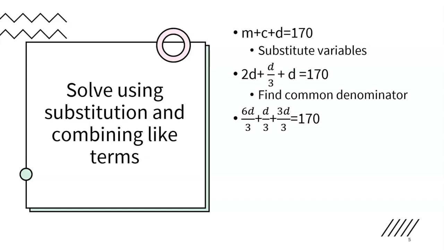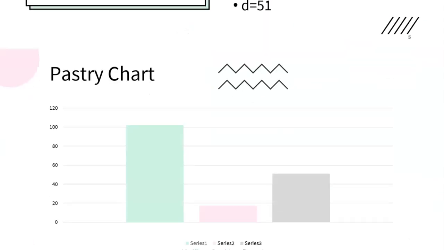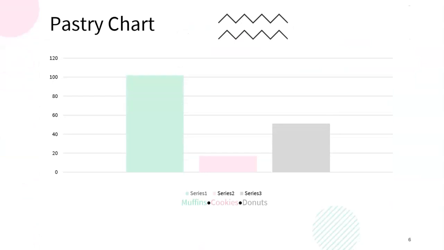Now we need to find a common denominator, which would be 3, and change our terms. So 6D over 3 plus D over 3 plus 3D over 3 equals 170. Our next step is to add like terms. So 10D over 3 equals 170, or 10D equals 510, or D equals 51. Now that we know our information, we can create a pastry chart with all of our data. So there are 51 donuts, 17 cookies, and 102 muffins.